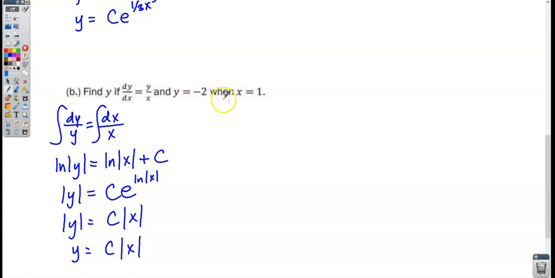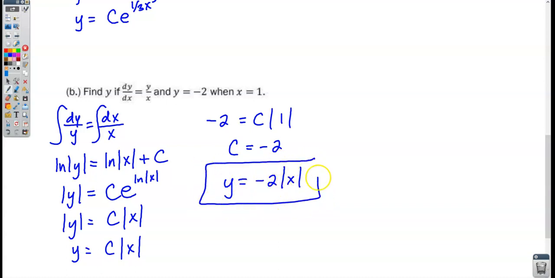Now we're going to use the initial condition in order to determine the value of c. So y equals -2 when x equals 1. So we get that c is equal to -2, and our specific solution is going to be y equals -2 times the absolute value of x.